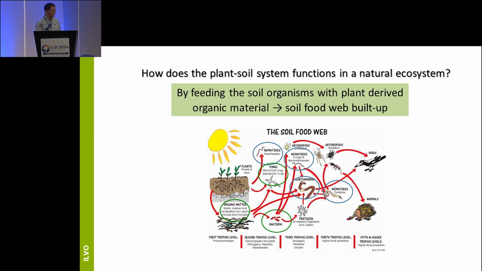And the more complete the soil food web is, the better also the nutrient retention and the nutrient cycling. So when you miss the, excuse me, let's not go too fast. So when you miss the fungi in your system, you miss a lot of organisms in the soil food web.